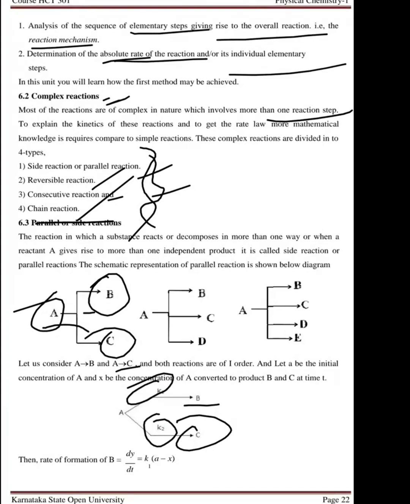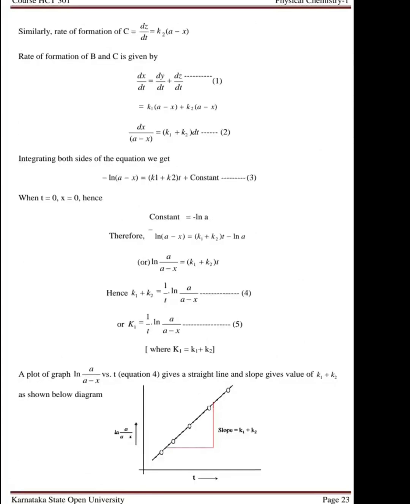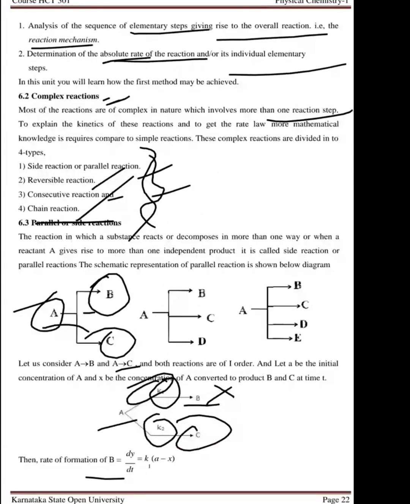Further, it can be written as, to identify the rate of formation of B: dy by dt is equal to K1 into A minus X. This K1 is the rate constant of formation of B. This is for the formation of B. And for the formation of C it is the same: dz by dt is equal to K2 into A minus X. K2 is nothing but the rate constant for the formation of product C.